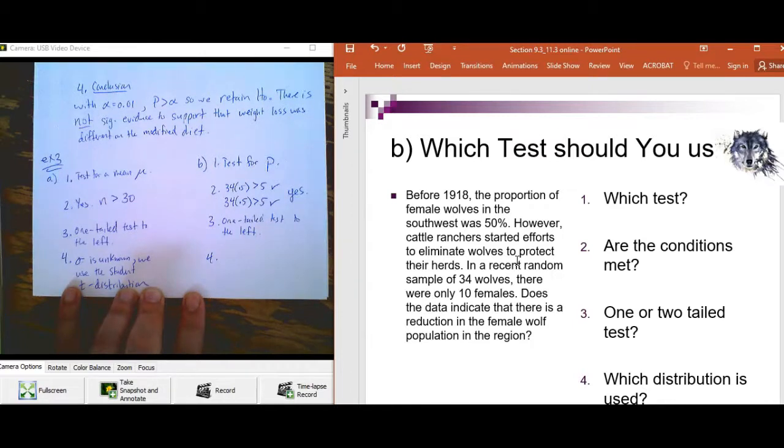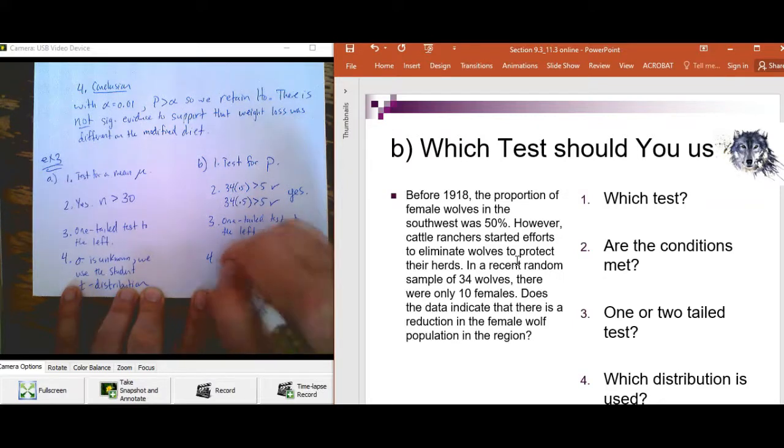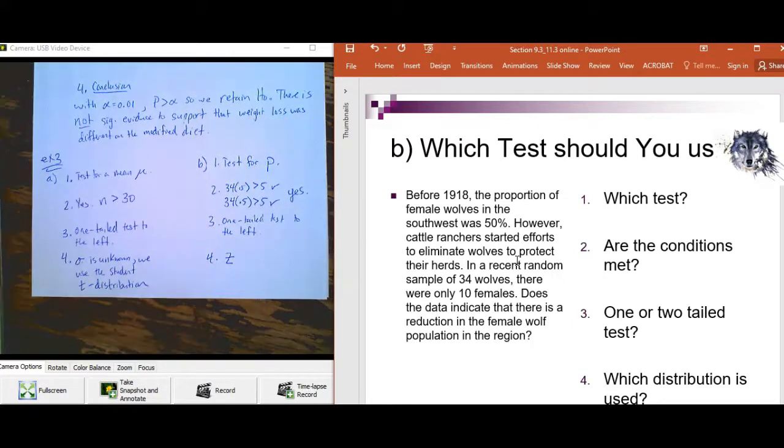And which distribution should we use? Well, for tests for proportions, always use Z, no matter what.